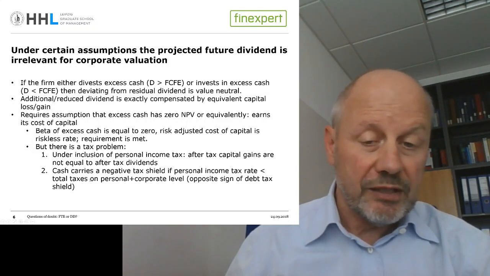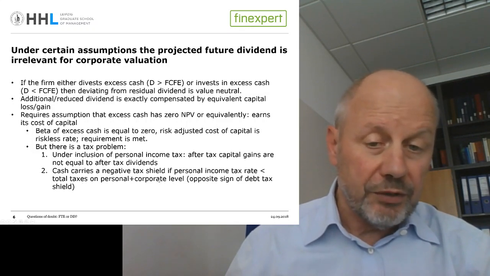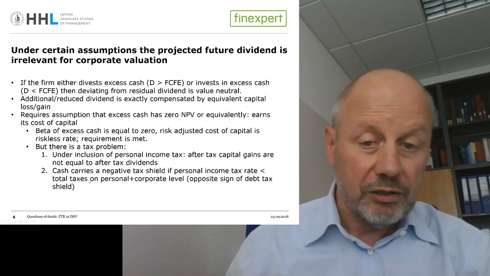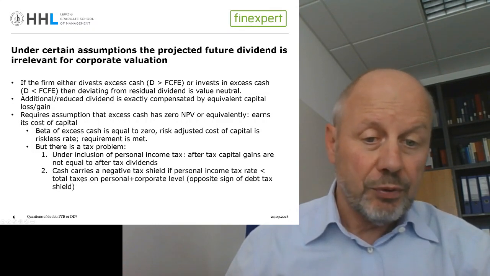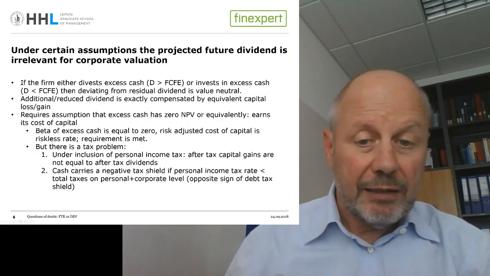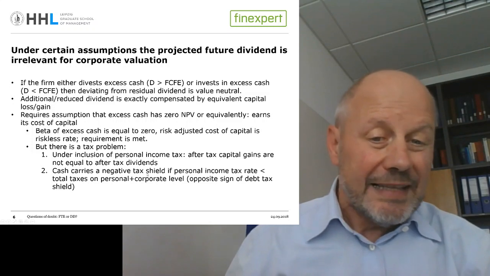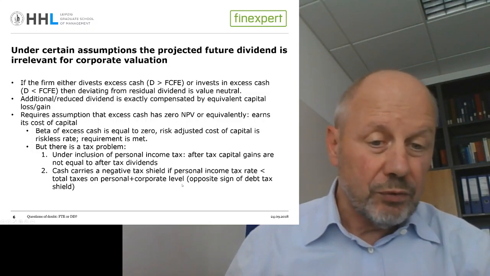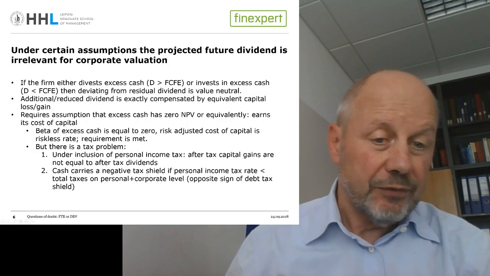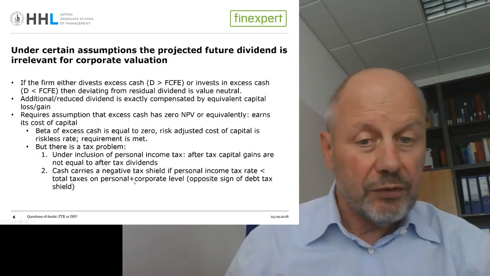If it cashes out and pays out the interest income as a dividend to the shareholder, it is taxed once on the corporate level with the corporate tax rate, and then again additionally as a dividend on the personal level. And that means that cash can be tax-wise considered as, in that sense, negative debt, and by doing so, of course, carrying a negative tax shield. So that is a significant drawback.